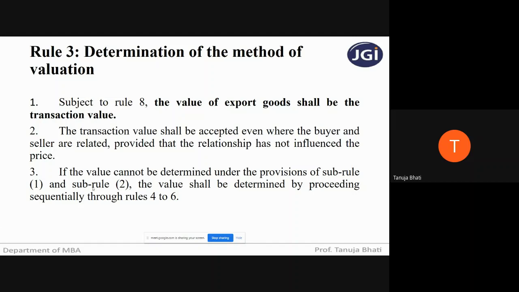Next, if the value cannot be determined under the provisions of subrule 1 and subrule 2, the value shall be determined by proceeding sequentially through rules 4 to 6. This I have already told you all: suppose as per rule 3 the assessable value is the transaction value, and if this value is not accepted, then you can move to rule number 4 to rule number 6 in a sequential, chronological order.